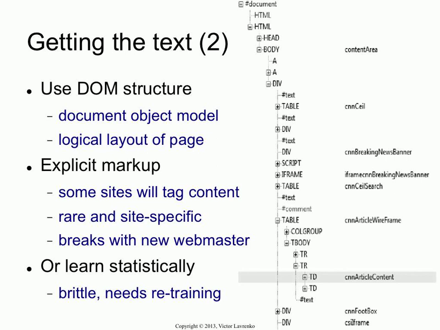You could try to learn statistically, and this is an area of research, and people actually do some work. How do you learn regular expressions to extract certain bits of pages? But this is brittle, and you do need lots of training data. Thankfully, there is actually a way to do it very, very quickly and very, very efficiently, and that's what we'll do in the next lecture.